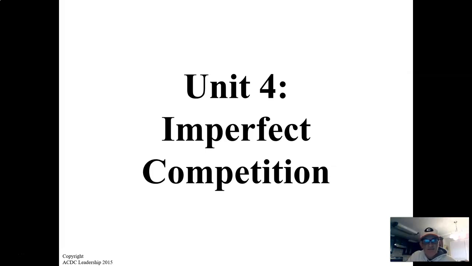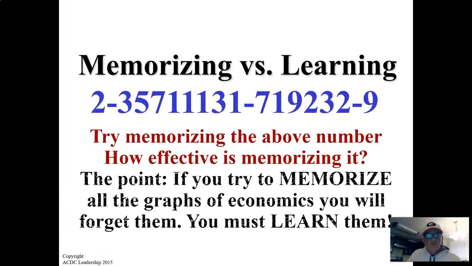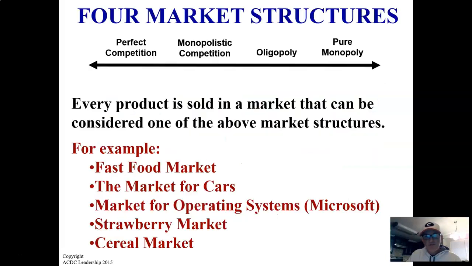So Unit 4, oh, we are live. I'm taking one time, so whatever happens, happens. Unit 4, Imperfect Competition. Obviously, the last unit, I'm going to scroll through this. We would talk in class about memorizing something versus learning, but I think we've kind of beaten the point about the graphs and learning the graphs.